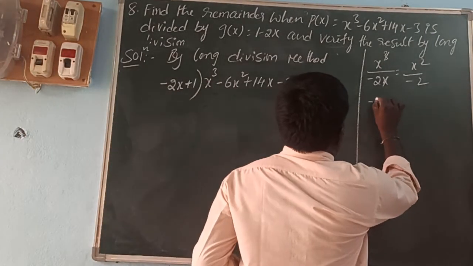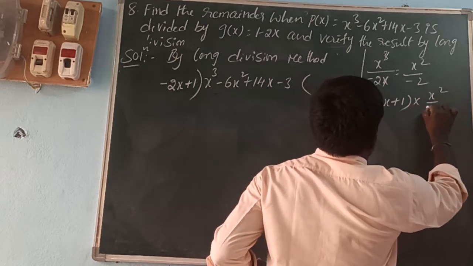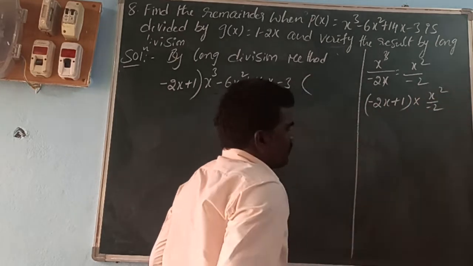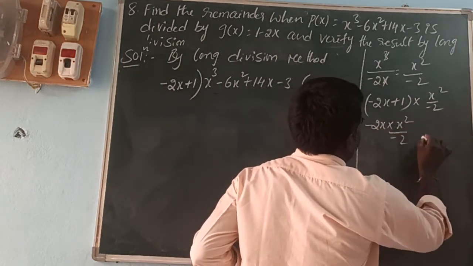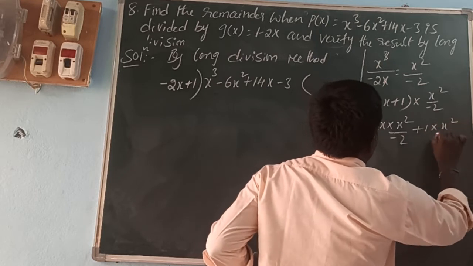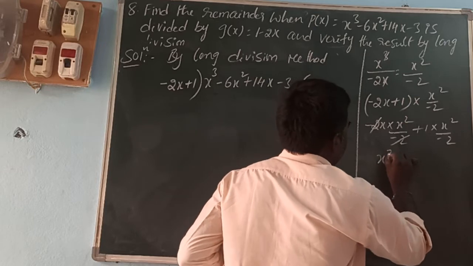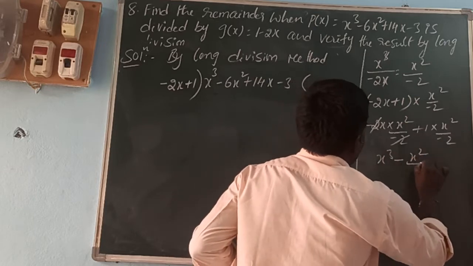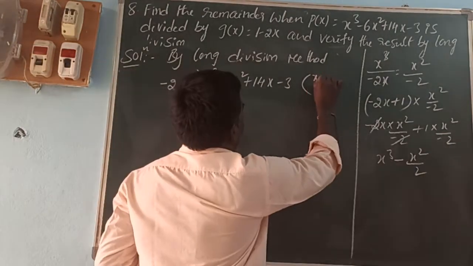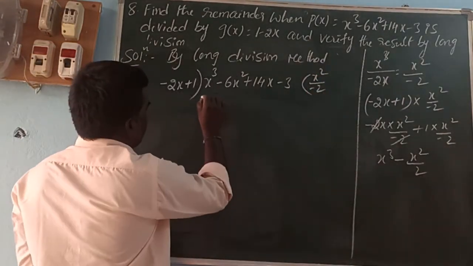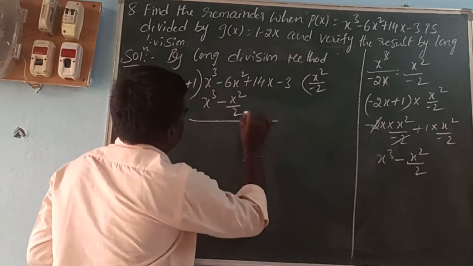So here minus 2x plus 1 is multiplied with x square by minus 2. So here by using the distributive property, we can write as minus 2x into x square by minus 2 plus 1 into x square by minus 2. Minus 2 cancel, x into x square is x cube, plus by minus is minus, x square by 2. So here minus 2x plus 1 is multiplied with x square by minus 2. We can get the polynomial x cube minus x square by 2.